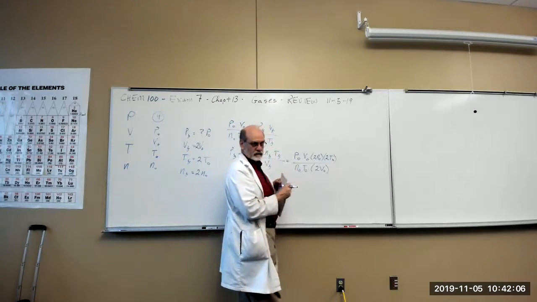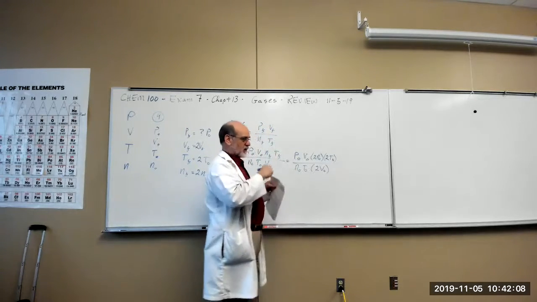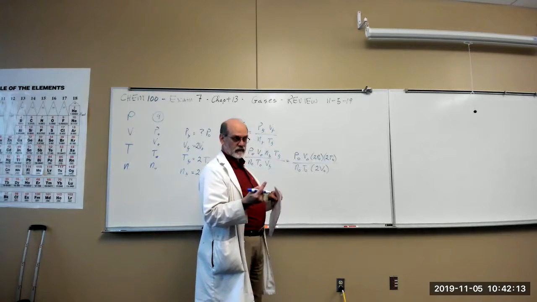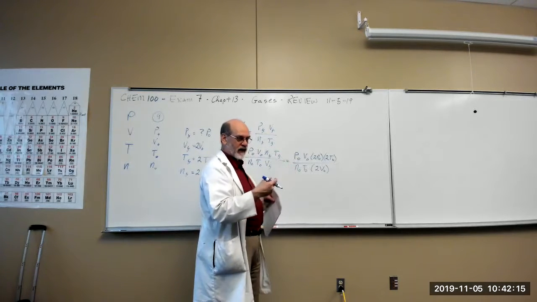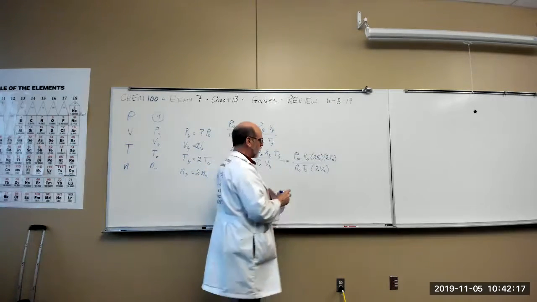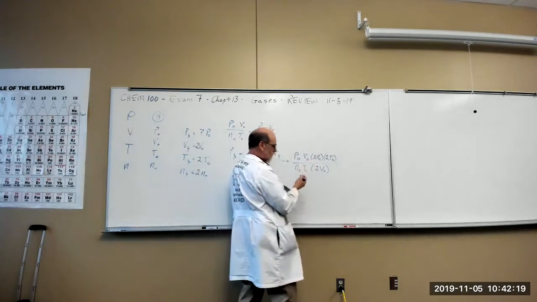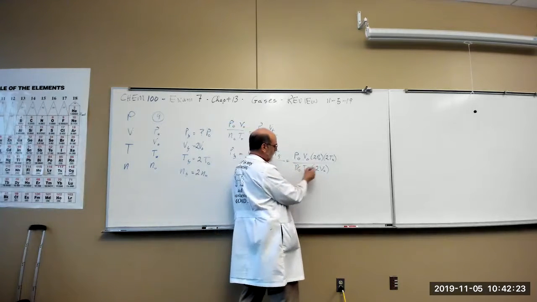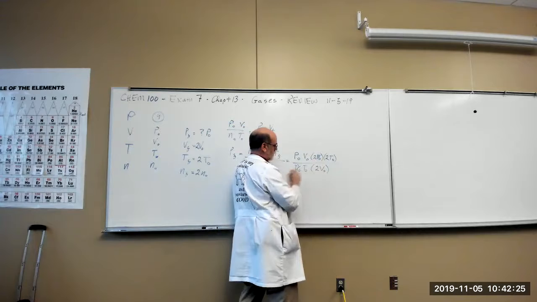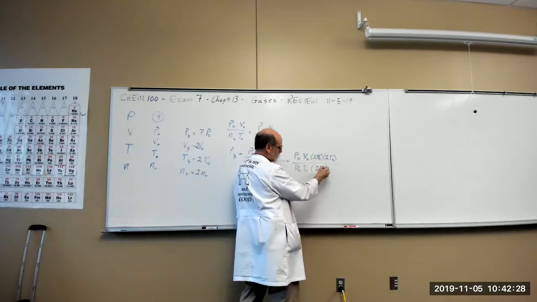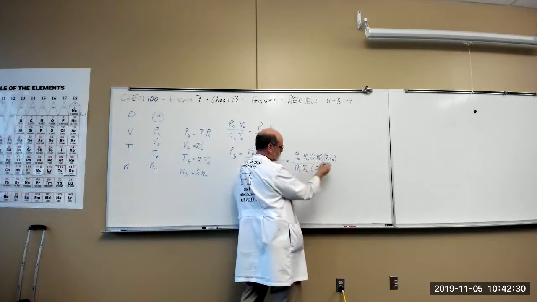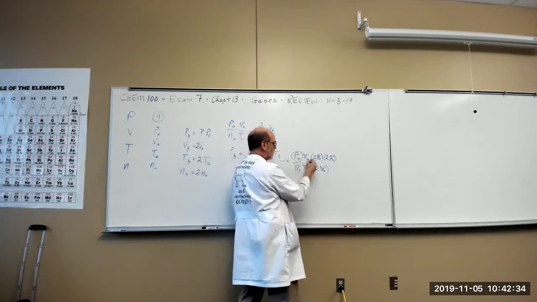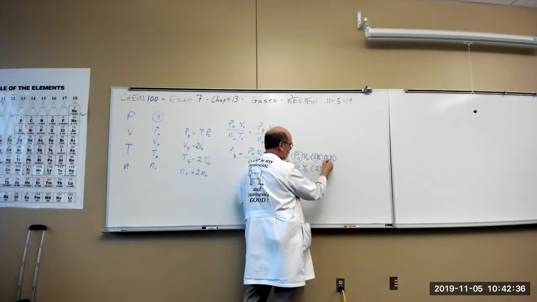We get to cancel, right? A number divided by itself is equal to 1. A variable divided by the same variable is also equal to 1. Another way of saying that is they cancel. So moles cancel, volume cancels, temperature cancels. And what are we left with? We're left with this term, that number, and that number.